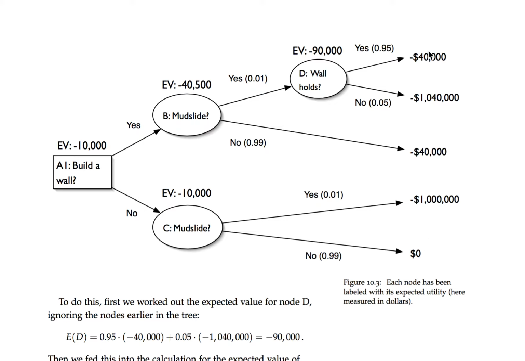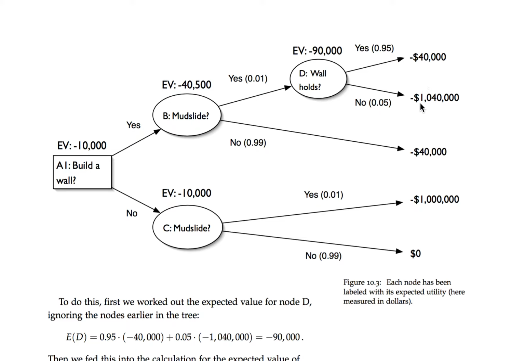And so what do these numbers represent? Minus 40,000, minus 1,040,000, and so forth. These numbers represent the net payout, or in some cases maybe a net profit. In this case, it'll be a net cost to us of having traversed a particular sequence of arrows on the tree. So let's take this as an example, this node right here.